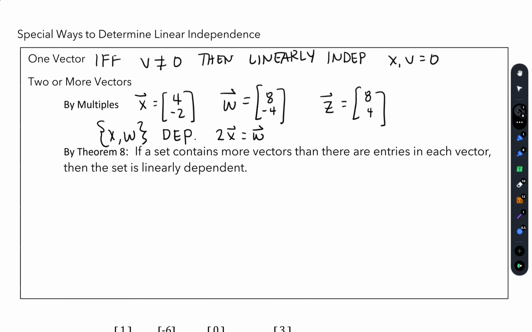All right, what about x and z? Independent, okay, so there's nothing that we can multiply together, so they are independent.